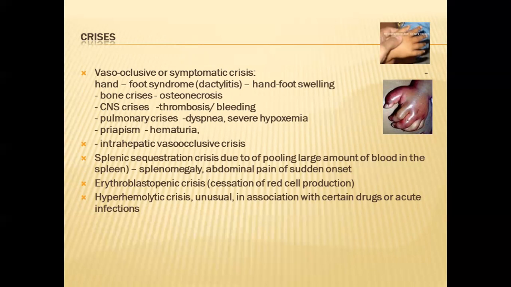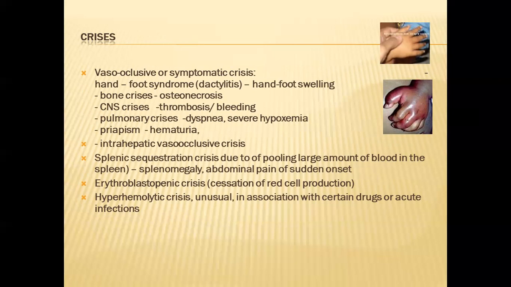And hematuria, again because of renal issues, because the renal system also has end arteries, so they lead to all these crises because of thromboembolic phenomena. And then intrahepatic vaso-occlusive crisis, splenic sequestration crisis due to pooling of a large amount of blood in the spleen, which will result in splenomegaly and abdominal pain of sudden onset. So again, it's a very serious illness. Sometimes you end up with severe abdominal pain and splenomegaly because of this splenic sequestration crisis.